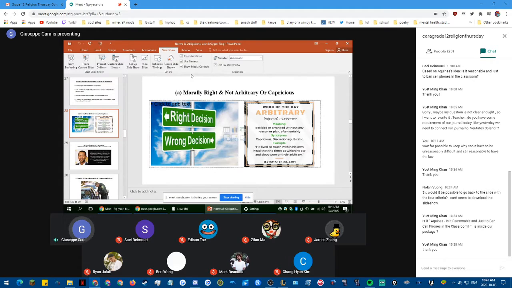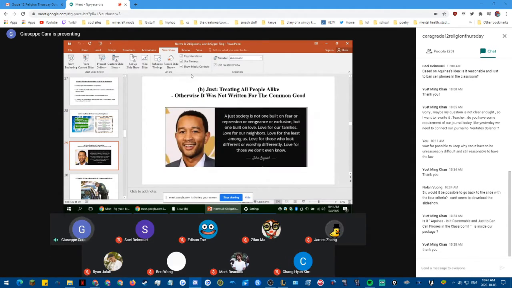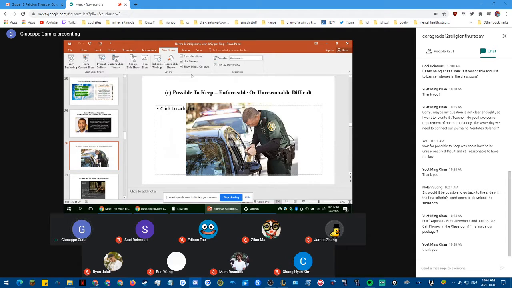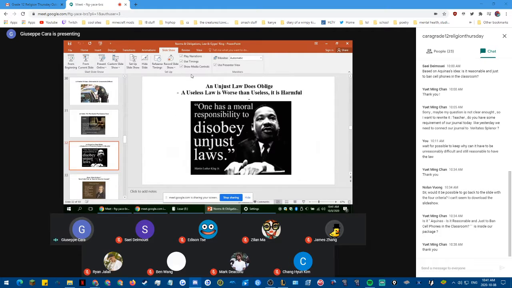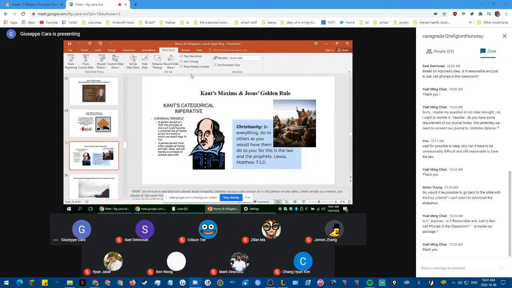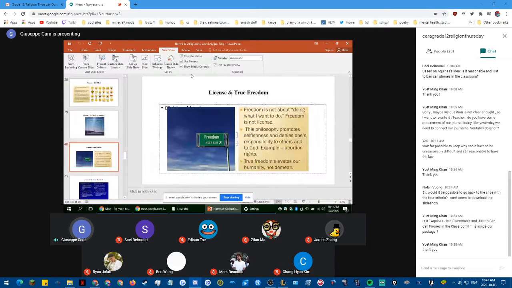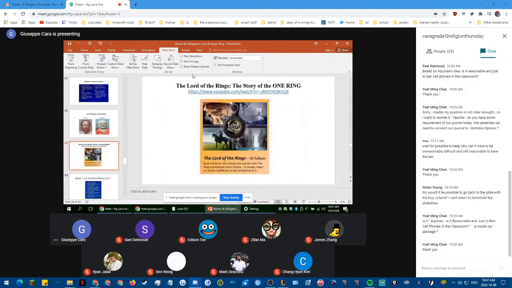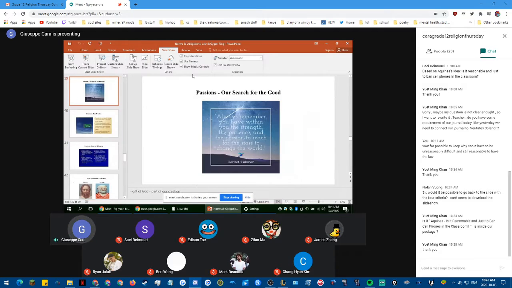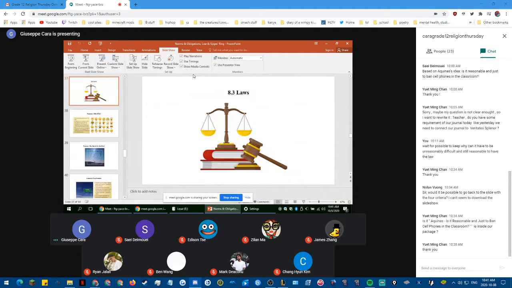And these are the slides that give you a little more information on what arbitrary means, what just means, and what is possible to keep enforceable and useful. See how many slides? 1, 2, 3, 4. How many more slides? A few slides on law. I want to go through these, and then we'll stop and see any other questions from the current slide. Okay, here we go.